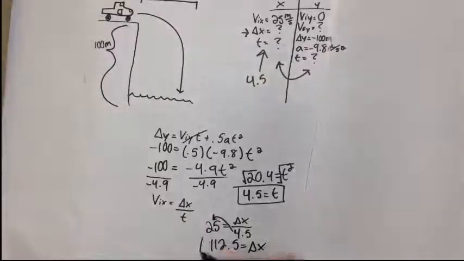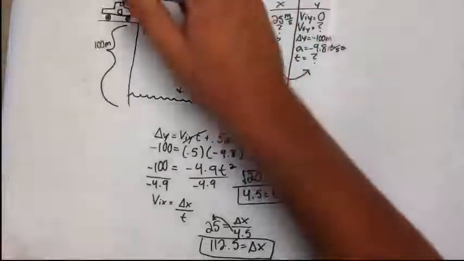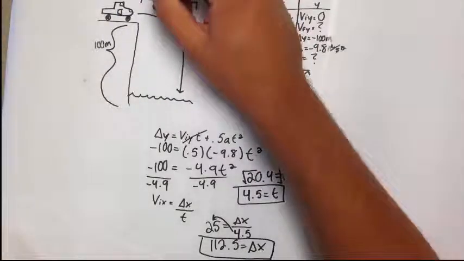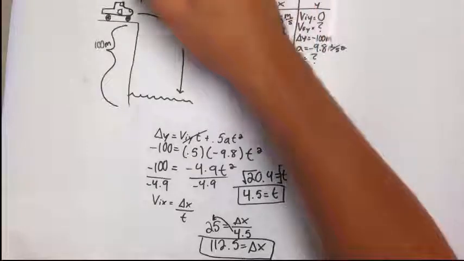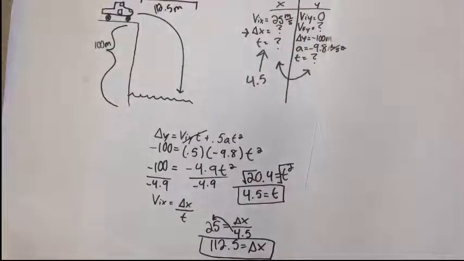We have our final answer of 112.5 equals our delta x, which means the car has traveled 112.5 meters when it drove off the cliff. And that, guys, is how you solve a projectile motion physics problem.